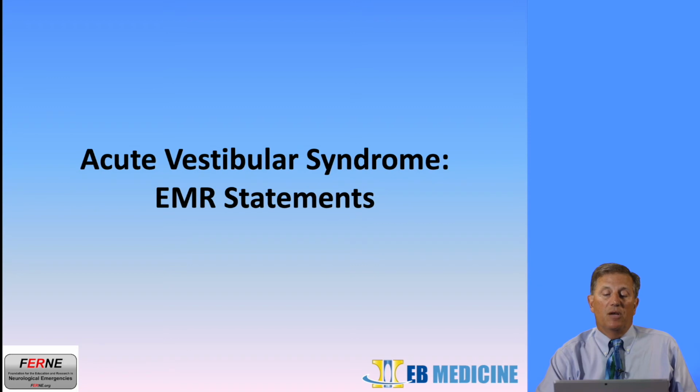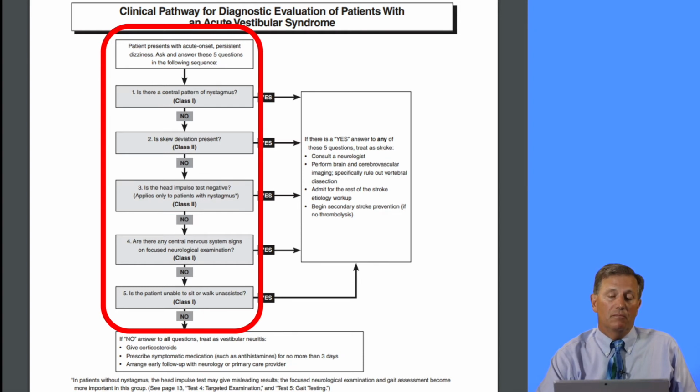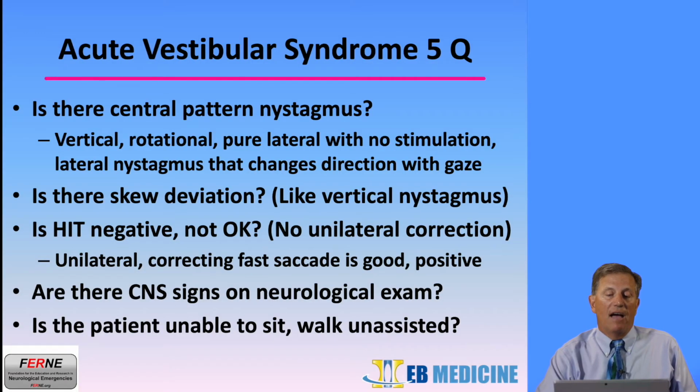So again, in acute vestibular syndrome, let's look at our electronic medical record statements. We have 5 different findings that are in the red rectangle in the clinical pathway. So our 5 questions. Is there central pattern nystagmus? You can say in the medical record, vertical, rotational, pure lateral with no stimulation, or lateral nystagmus that changes direction with gaze. All of these are not found. Is there skew deviation? You can say there is no vertical skew deviation. Is the HIT test negative or not okay? You can say there is the presence of a unilateral correcting fast saccade on one side, which is good, positive, suggesting a peripheral labyrinthine etiology.